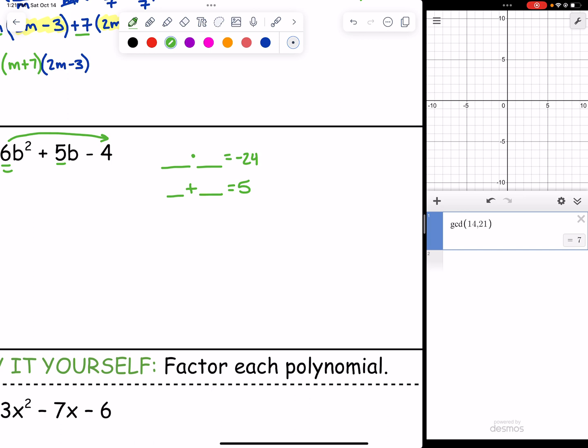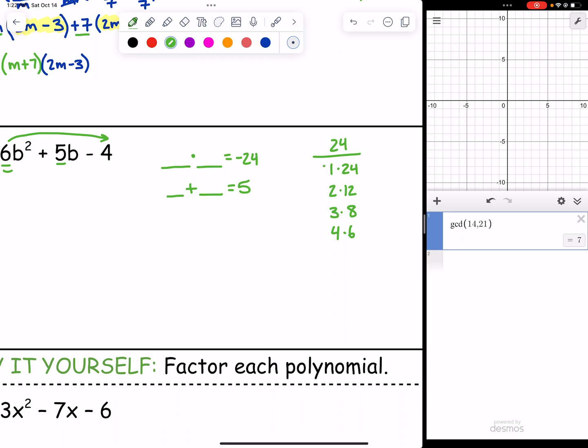So let's think about numbers that would help us to get 24 when we multiply and 5 when we add. So factors of 24 are 1 times 24, 2 times 12, 3 times 8, 4 times 6. So numbers that are 5 apart from each other.